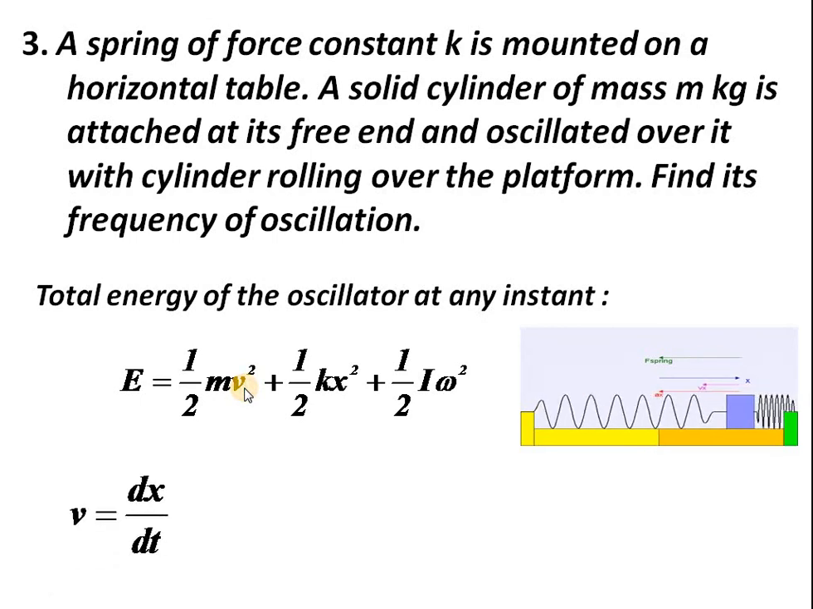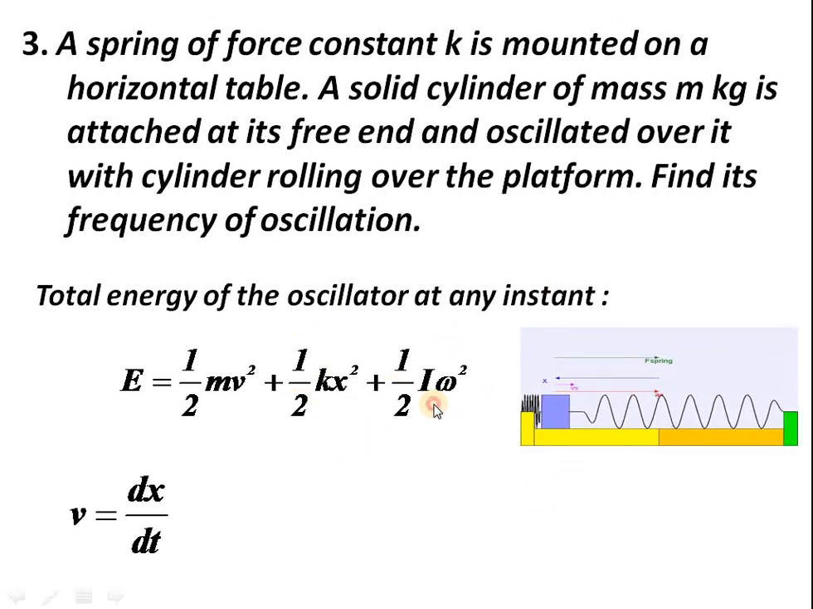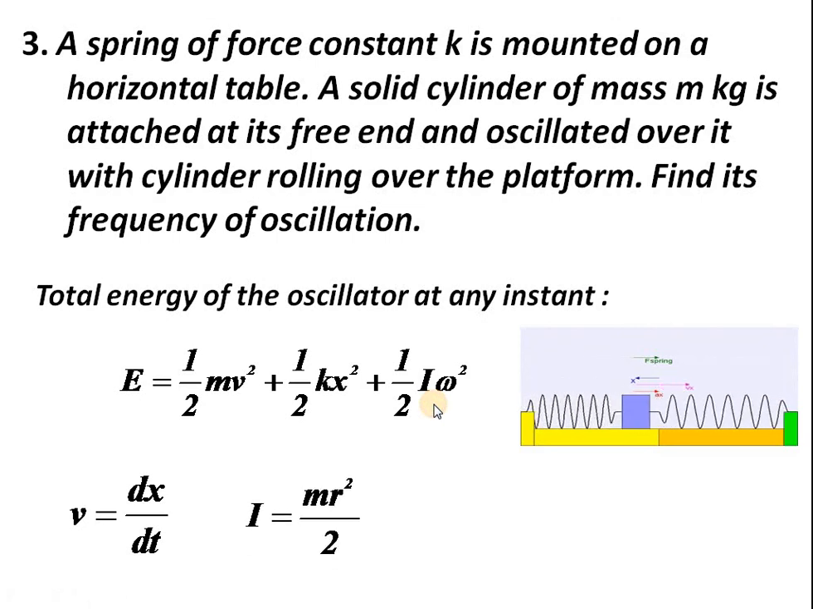Okay, and similarly, here you have I omega square. I is called moment of inertia. We have studied in the first semester about rotational kinetic energy. So I can be found as the moment of inertia of the cylinder, which is given by a half m r square. We have derived it in semester 1.